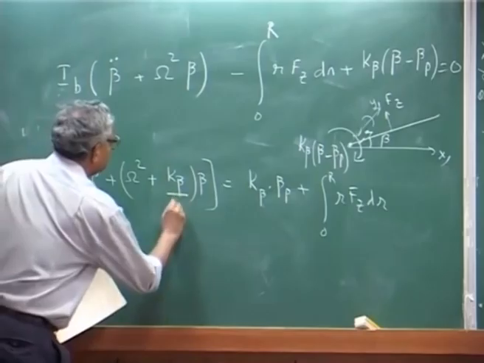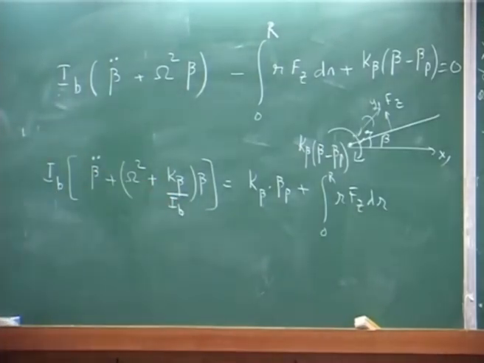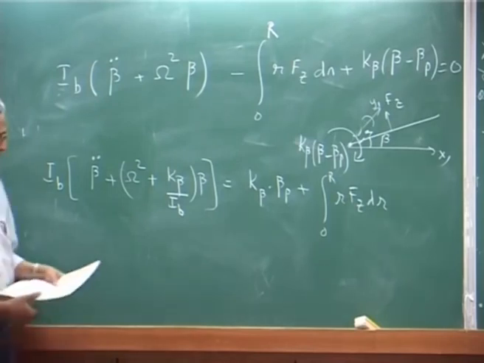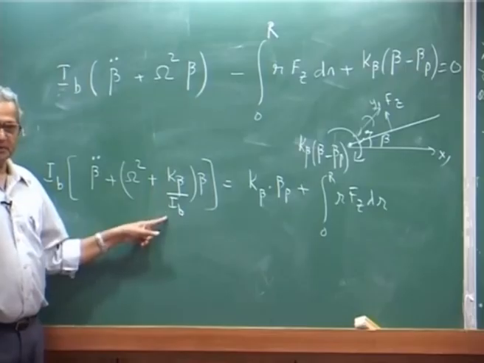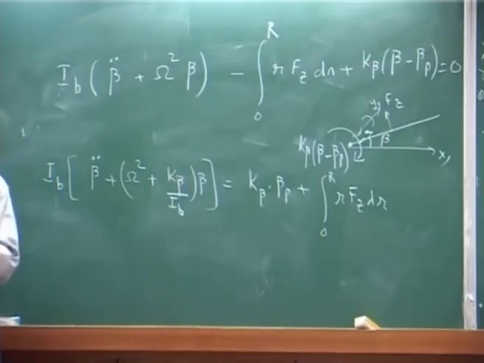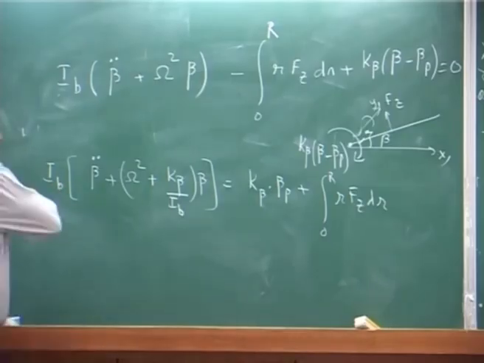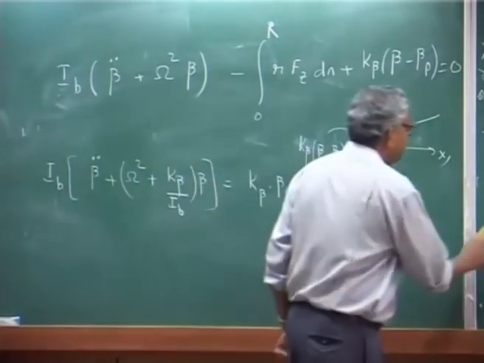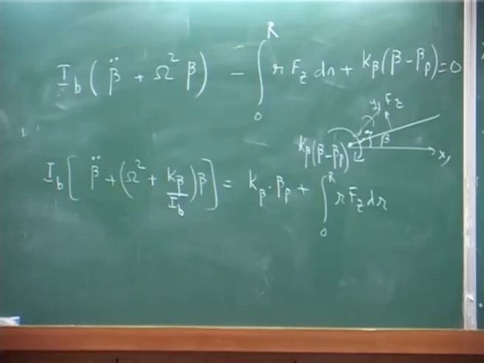Sorry, I have to put an I_b because k_beta over I_b, all right. Now this is like spring by k by m, okay. So I am adding additional stiffness to the blade. So I non-dimensionalize now the entire equation and write it, because this part is straightforward.